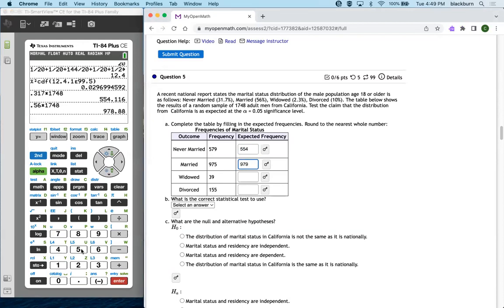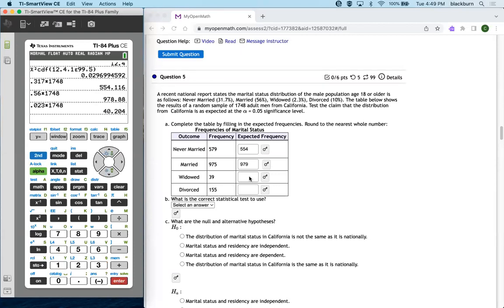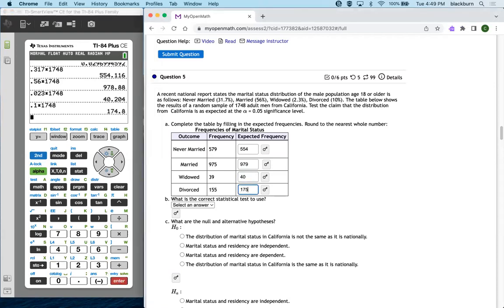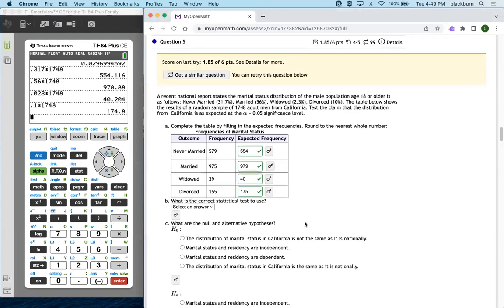Widowed, 2.3% are widowed, so 0.023 times 1748. We get 40 are widowed, real close to the 39 that we saw. And divorced, 155. So 10% of 1748, that's going to be 175. So let's make sure it takes. I hit the enter button and it takes.